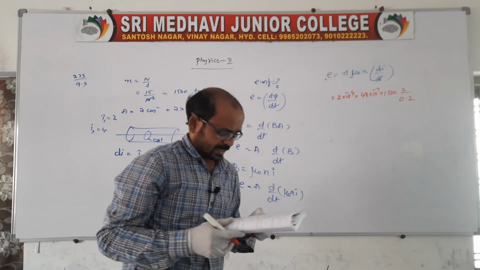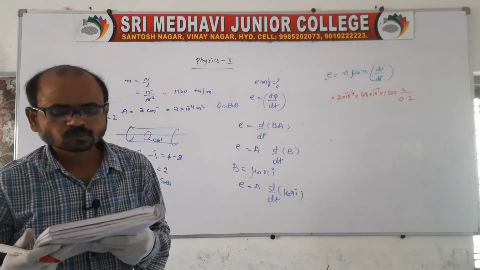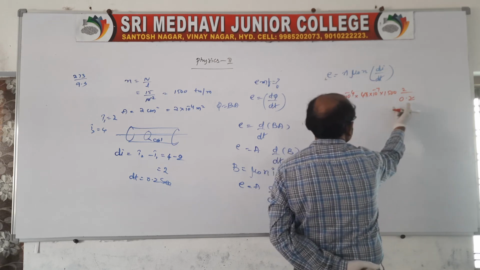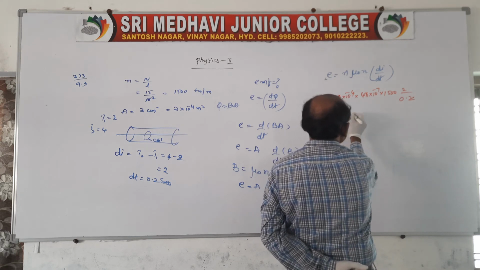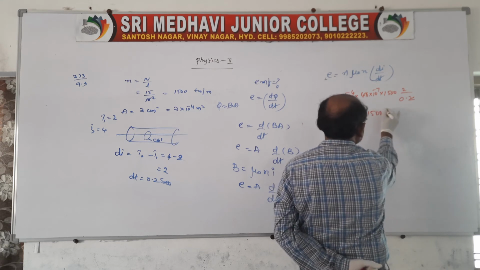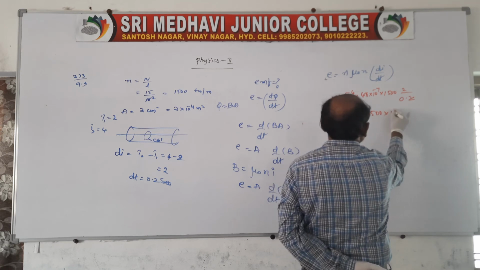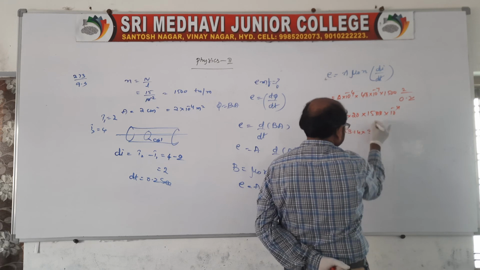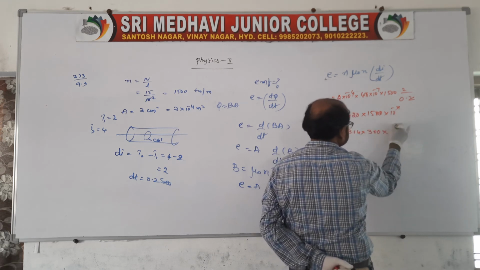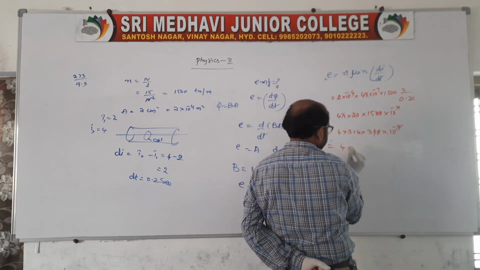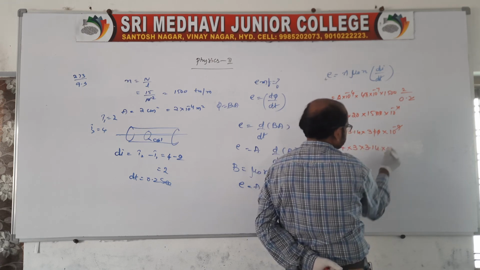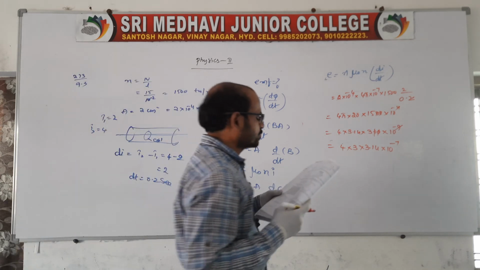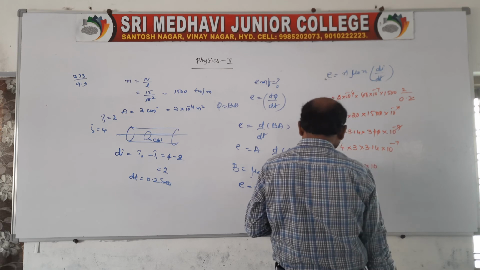So let us calculate this. The 2 is cancelled, 0.1 gives 10, and here it is 4 pi into 1500 into 10 power minus 7 and 10 power minus 4. Cancelling, 4 into 3.14 into 300, with the zeros cancelling. After simplification, we get approximately 7.54 into 10 power minus 6 volt.